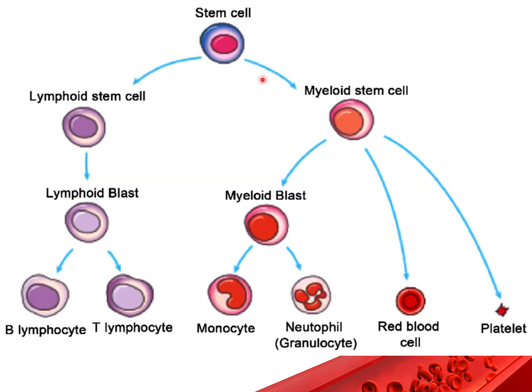This figure also shows a similar kind of action by the stem cells. Basically, two major progenitor cells are produced, which are also currently at the stage of stem cells, and they will give rise to the lymphoid and myeloid blasts, and further they will produce a specific cell type based on the requirement.